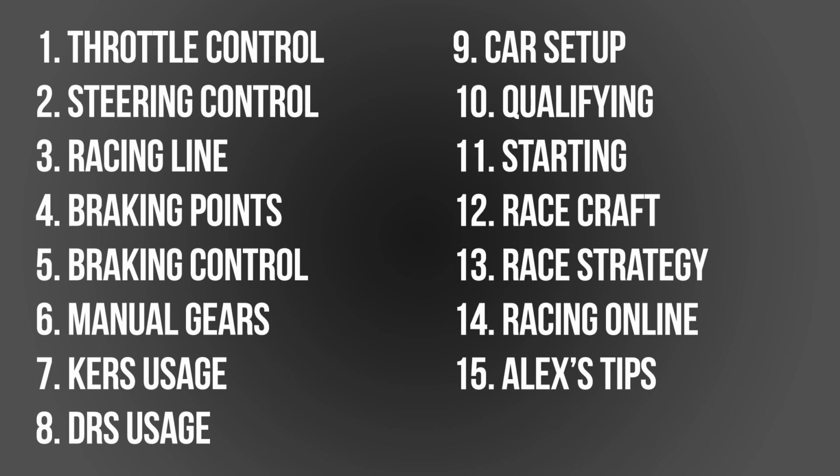Second one will be steering control. So fairly obvious, how to steer, how not to steer. Just going to be going through all different examples with you with that one. Third one is going to be racing line, so just all about the racing line, about apexes, and just all about where you should be on the track, about braking, about turning in, all that sort of thing.